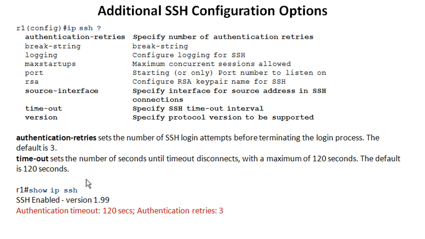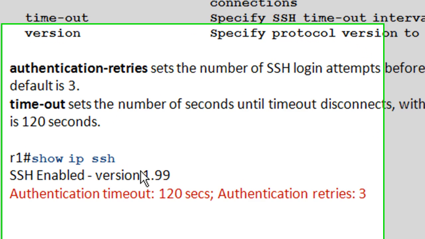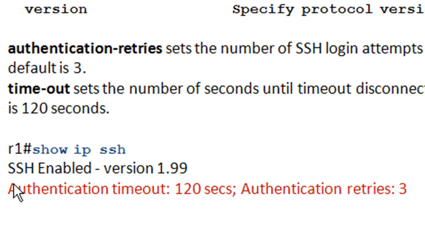This is not your executive timeout. That's going to be the amount of time that will expire when you don't do anything, and I have a lesson on that as well. That's going to be the default of 10 minutes. And as we see here, if you do a show IP SSH, that's going to show you the version, the authentication timeout, and the authentication retries. Here we have the defaults of 120 seconds and 3 retries.